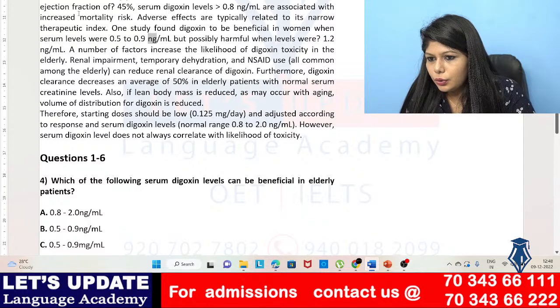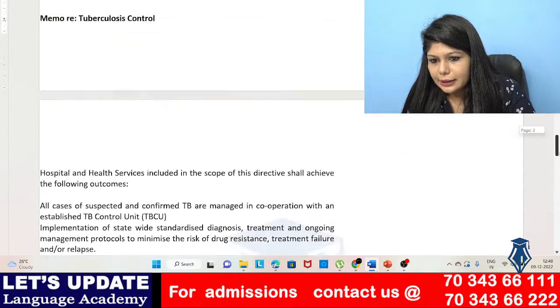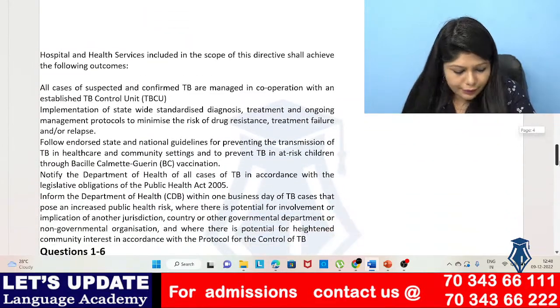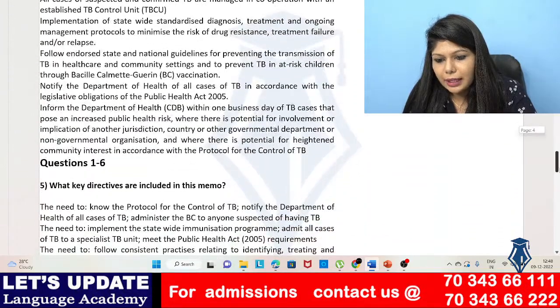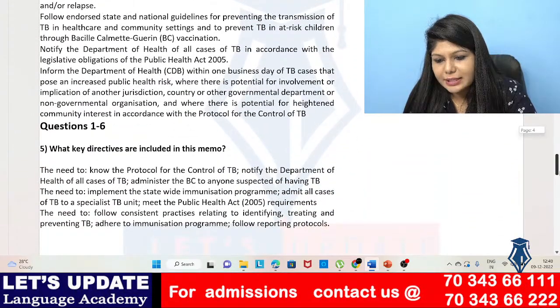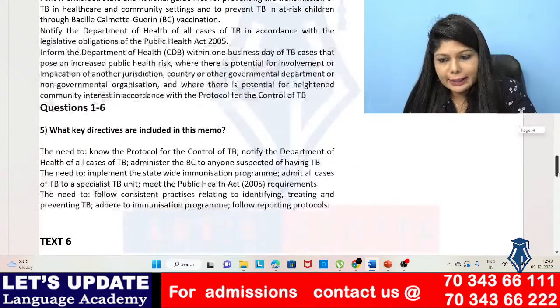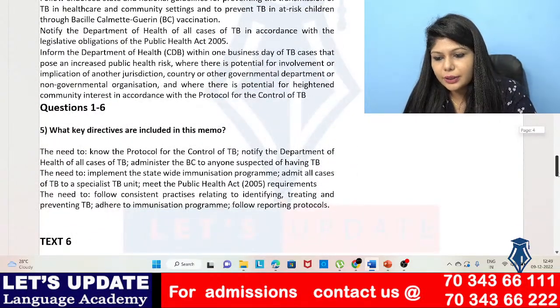Okay, so that is mentioned in this part of the text, and now coming back. Coming to text 5. The text is about tuberculosis control, and that is the heading. Let's come to the question: what key directives are included in this memo?